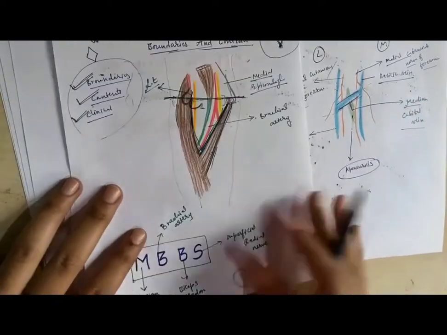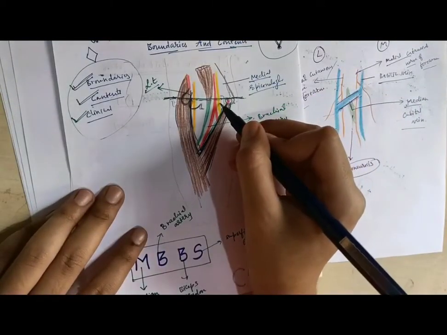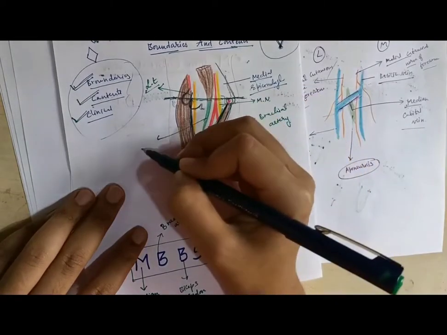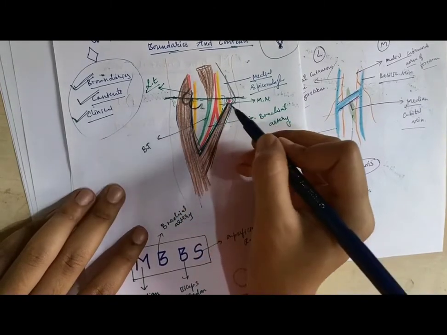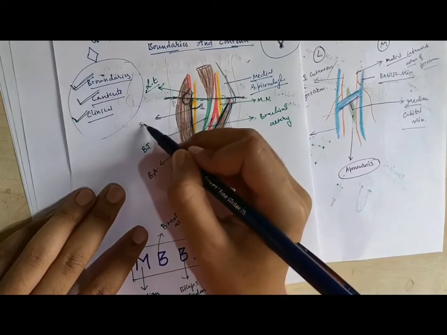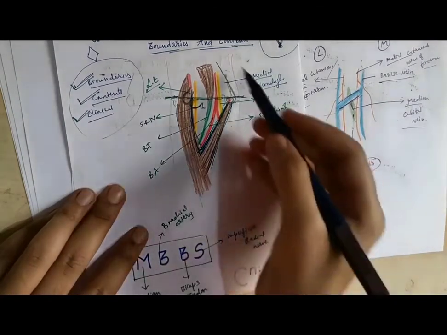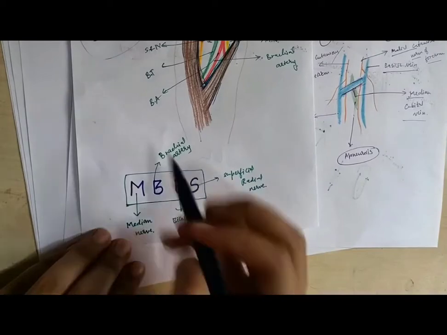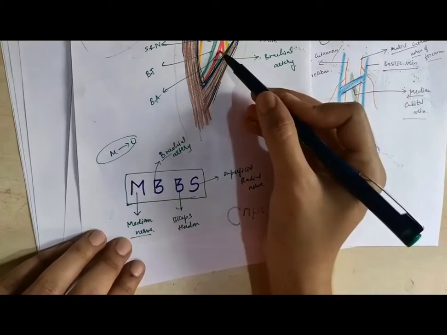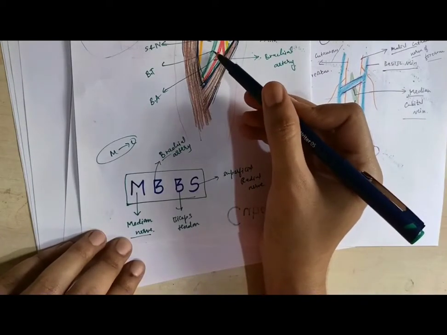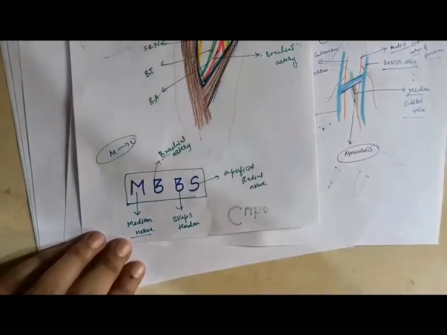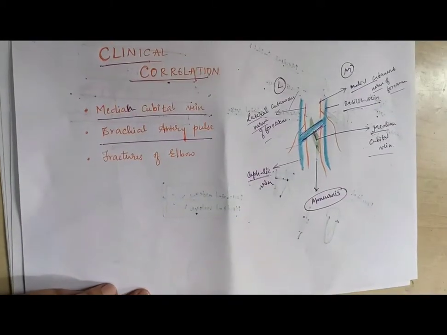Okay. So here you can see this is your median nerve. And this is your biceps tendon. And this is your brachial artery. And this will be your superficial radial nerve. So you got the contents. That is MBBS, you have to remember. That is from medial to lateral: median nerve, brachial artery, biceps tendon, and the superficial radial nerve. It's clear now.